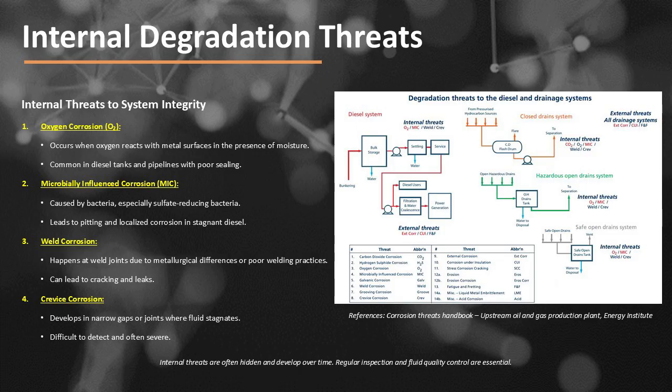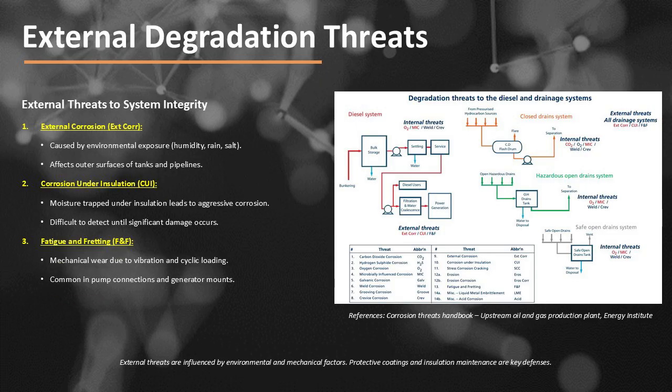Number 2 is, microbially influenced corrosion or MIC, caused by bacteria, especially sulfate-reducing bacteria. Leads to pitting and localized corrosion in stagnant diesel. Number 3 is, weld corrosion, happens at weld joints due to metallurgical differences or poor welding practices, can lead to cracking and leaks. And number 4 is, crevice corrosion, develops in narrow gaps or joints where fluid stagnates, difficult to detect and often severe.